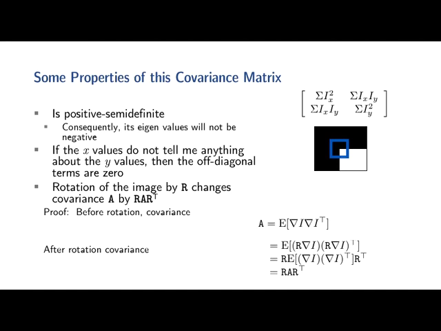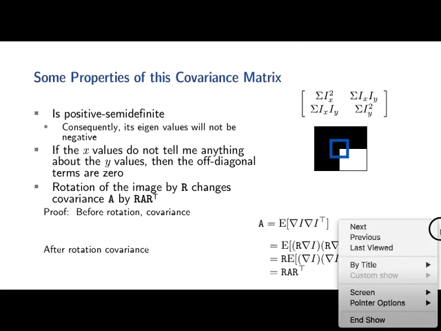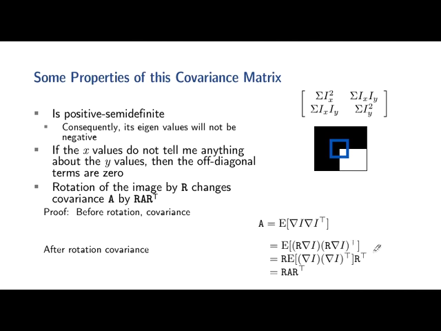Is that proof clear to everyone? The transpose of A B is equal to B transpose A transpose. So I get del I transpose in here, and R transpose I took out of the expectation because it's a constant. So very simple, elegant proof.